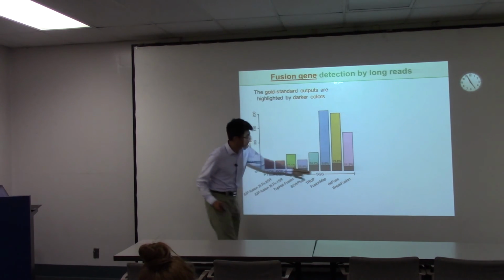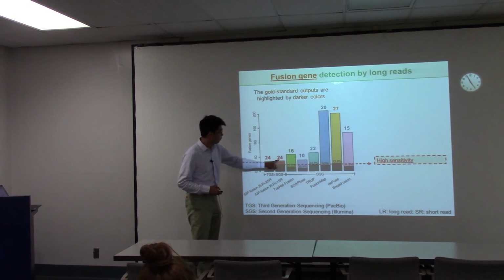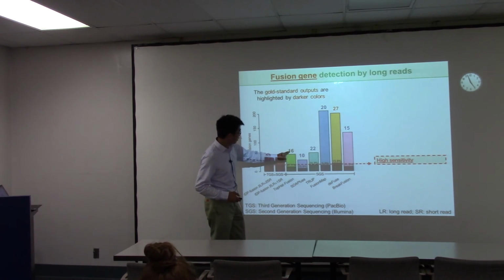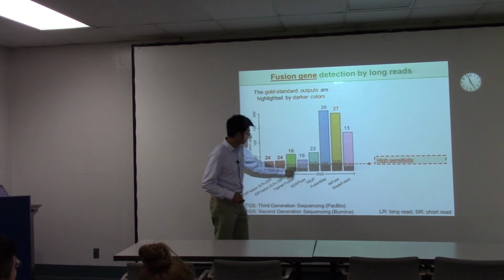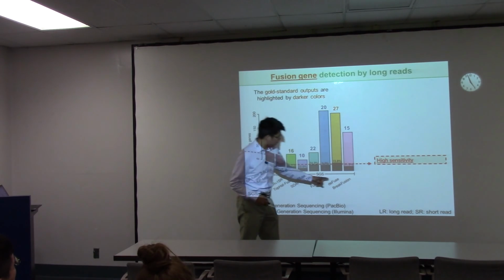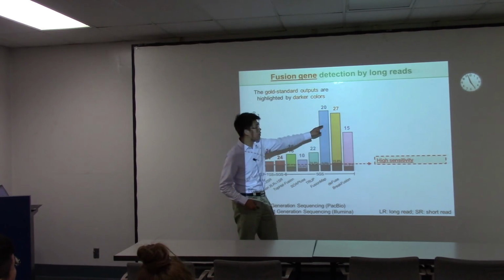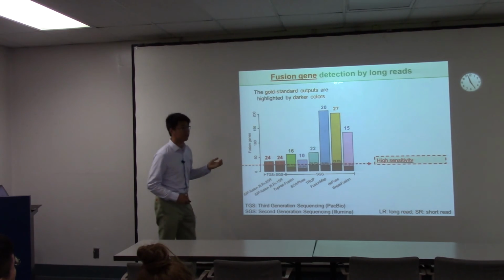Okay, these are the short read methods. We have very good sensitivity. We find 24 gold standard fusions, while the other tools, TopFusion finds 16 and SOAPfuse 10. So we have much better sensitivity, except for deFuse. deFuse gives us 27, which is higher than our results in terms of sensitivity.